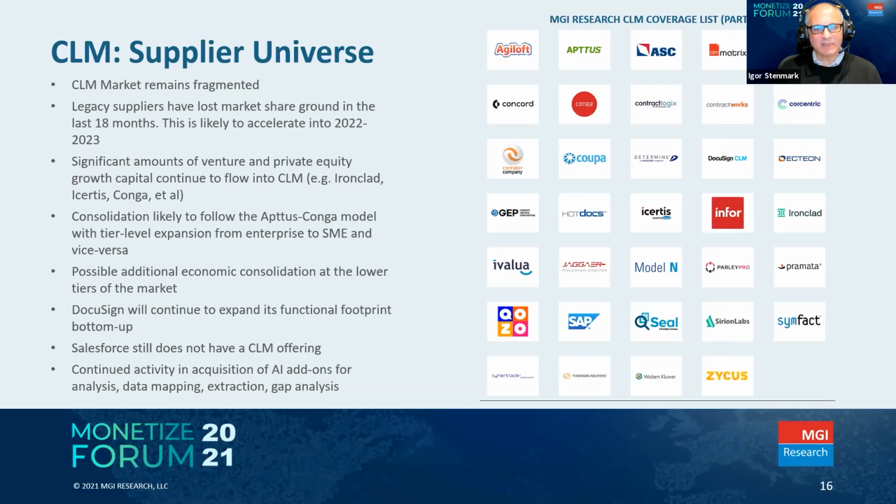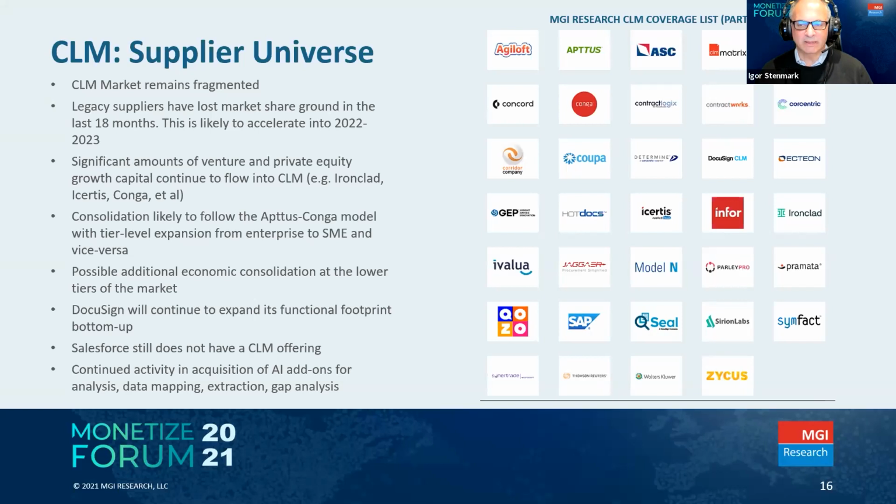We think that the example that was set by Aptus Congo, when they combined the high-end document management and mid-tier document management with a fairly high-end model for CLM, that seems to be very synergistic, and it seems to work well. And we think that it may be an example for other transactions in this space. We also see opportunities for economic consolidation at the lower tiers of the market, where companies maybe have stage 1, stage 2, maybe even stage 3 offerings. They could combine and generate a larger, stronger company where 1 + 1 could be 3 and 3.5 as opposed to 2. We expect DocuSign to continue to expand its footprint bottom up. We started with Signature. We bought a company, SpringCM, which had a CLM solution.